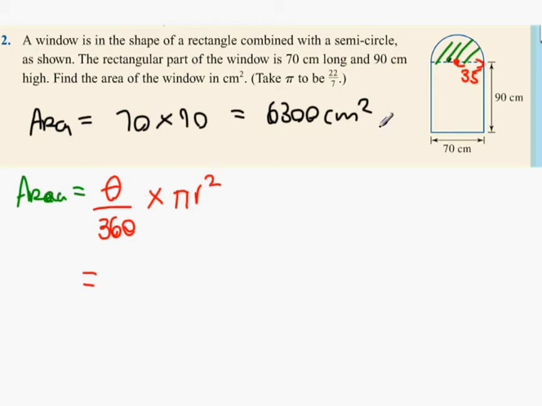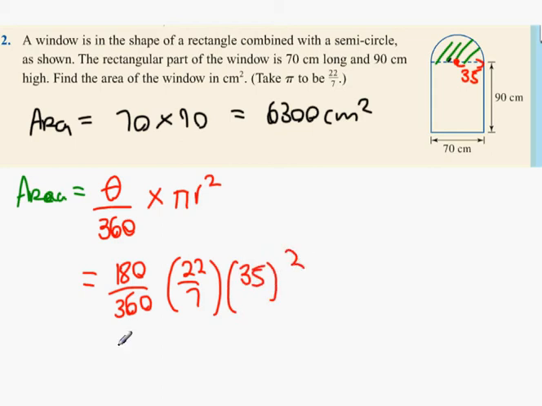Now, it's 180. Why is it 180? Where's that coming from? Half of 360. It's 180 degrees, a semicircle. What's the pi value? 22/7. And what's the radius value? 35 squared. And when you put all of that into the calculator, 1,925 centimeters squared. What do you need to do with both answers?